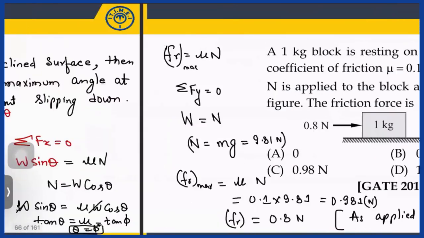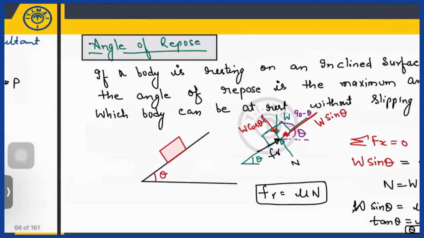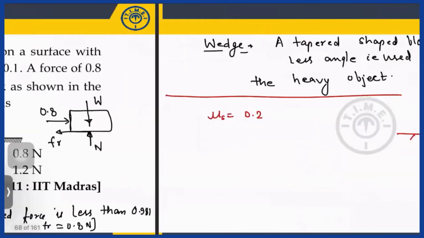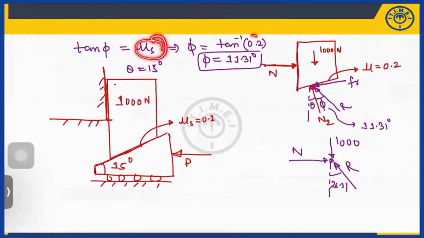What is the definition of the angle of friction? The resultant which is made with the vertical. Resultant of what? Frictional force and normal reaction. So the phi value you can calculate by using the mu-s condition. That's why I told you this terminology you have to understand. The friction angle is tan inverse mu-s. Whenever the coefficient of friction is given, you can calculate the friction angle. Just take the tan inverse. So the same thing I have done here. The mu-s value is 0.2. You got phi as 11.31.